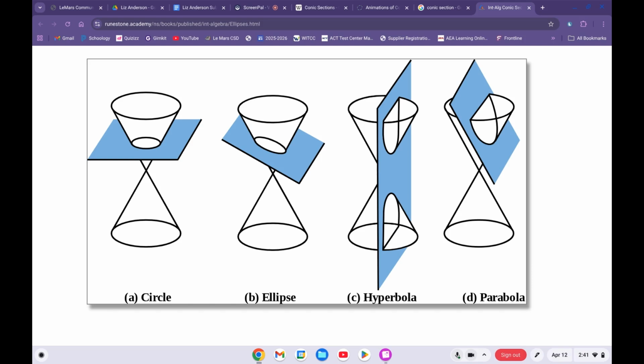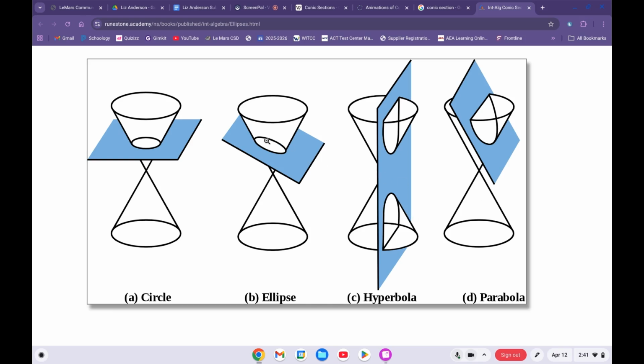They're showing you on this first one that the conic section is a circle when the plane comes in almost horizontally and cuts like that. That would create a circle. In the past, we've already done circles; we've been able to graph a circle. But what we're going to talk about in this chapter is the ellipse, the hyperbola, and the parabola.